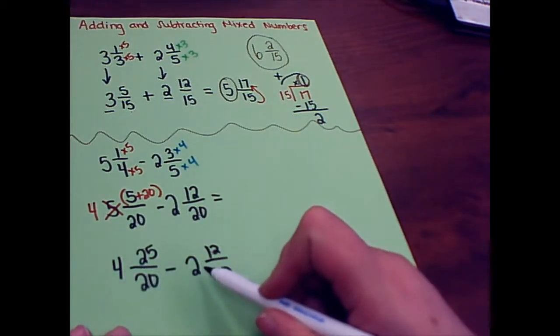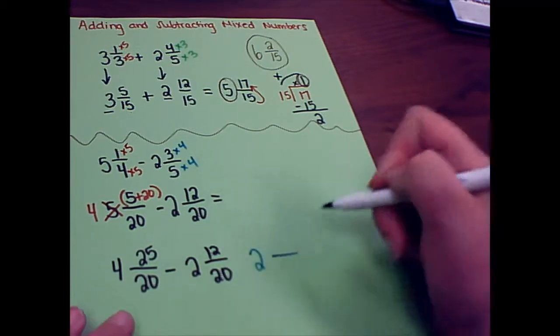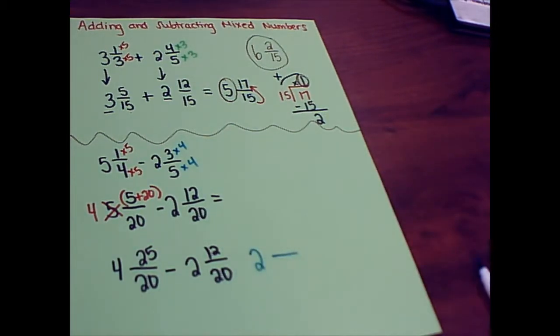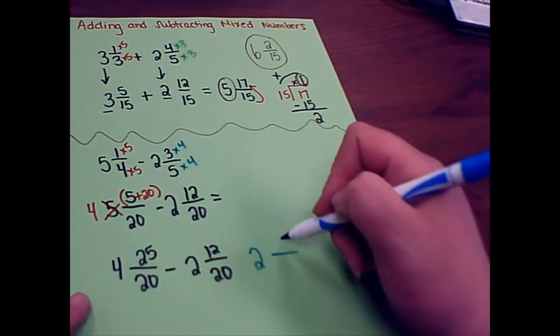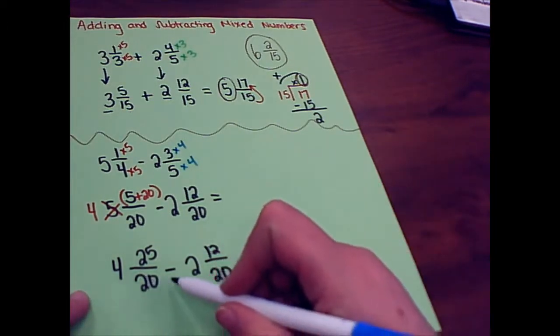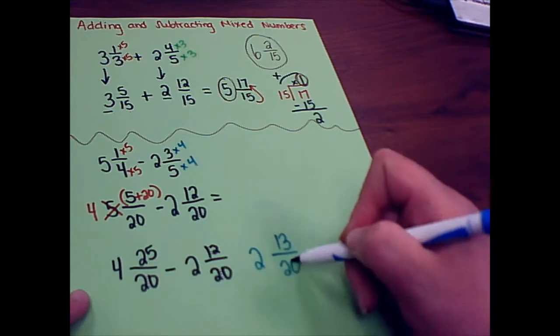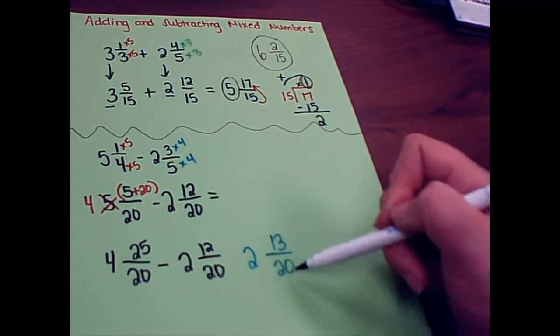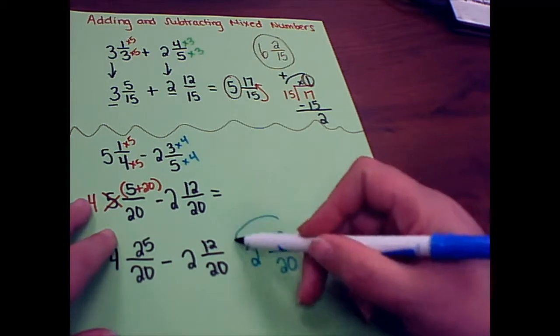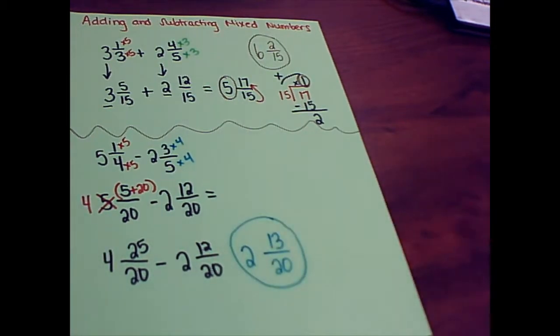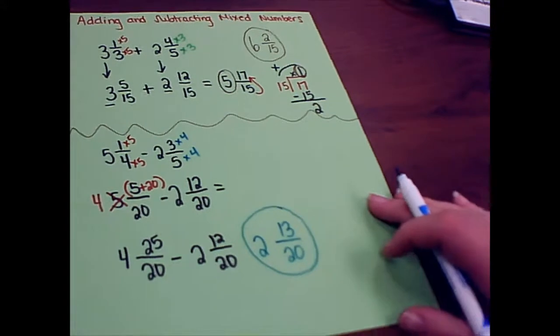4 minus 2 is 2, okay? And then I can continue subtracting across, and I would do 25 minus 12. I would get 13, and then my denominator doesn't change. Is there any number that goes into either one of those evenly? There is not. So my final answer is 2 and 13/20.